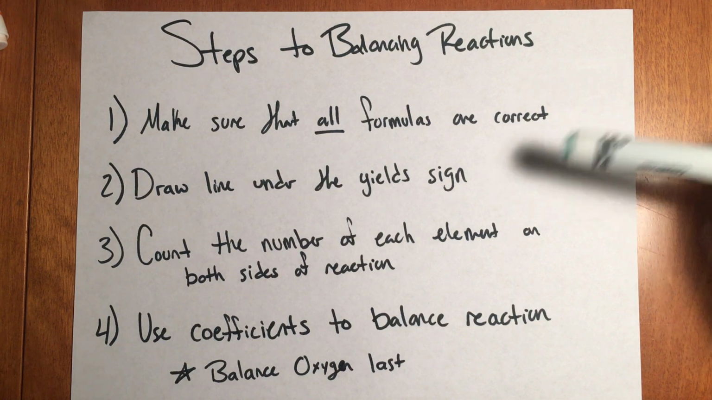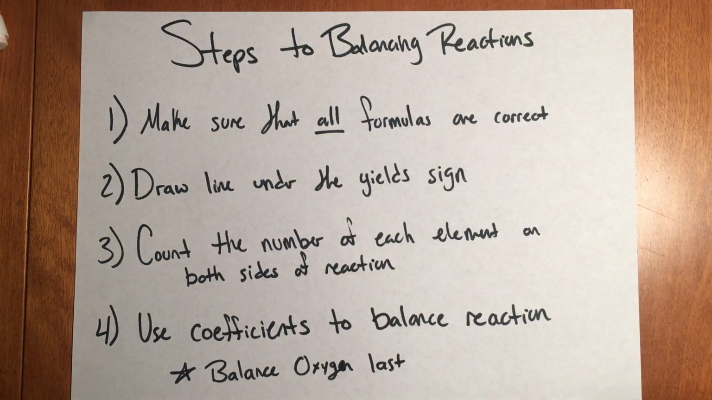We'll use the 2 spaces under the products and the reactant side to count the number of elements on each side. And then we'll use coefficients to balance the reaction. We're going to balance oxygen last.